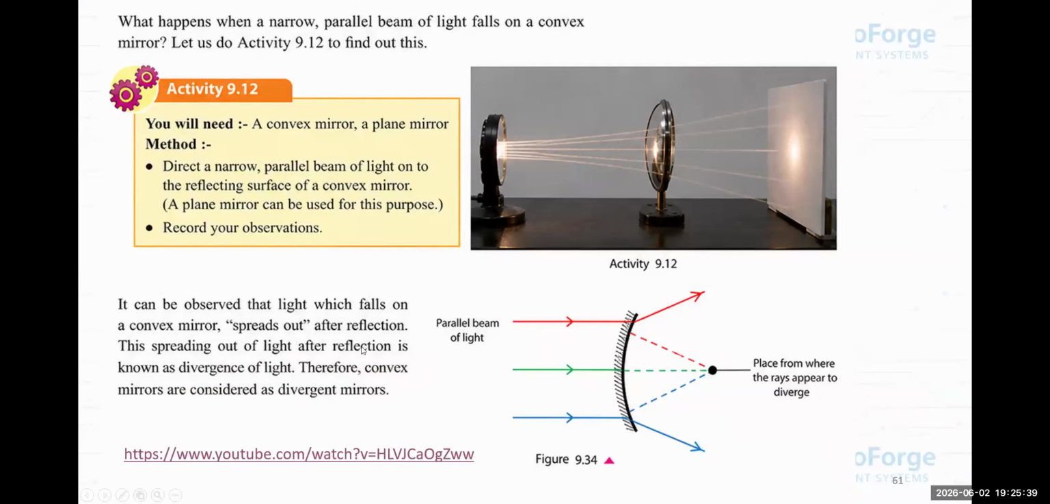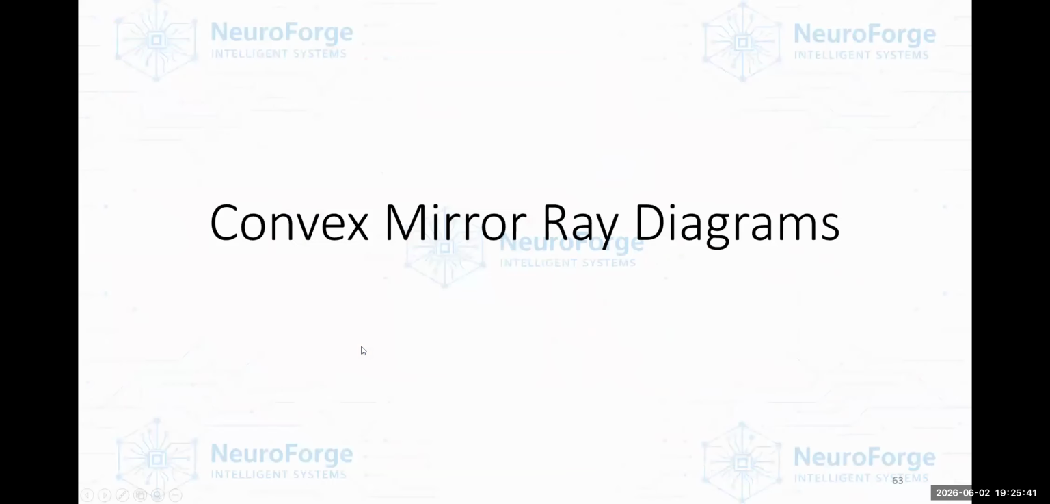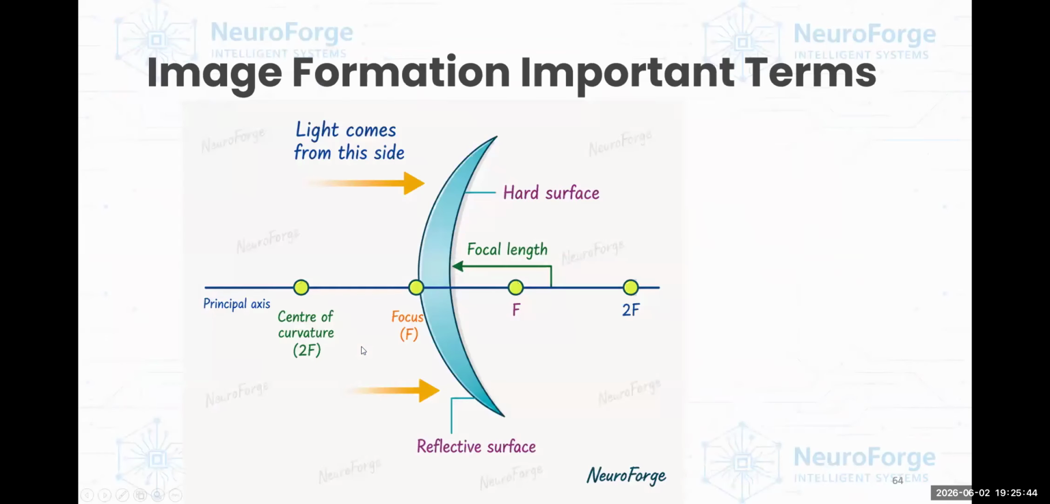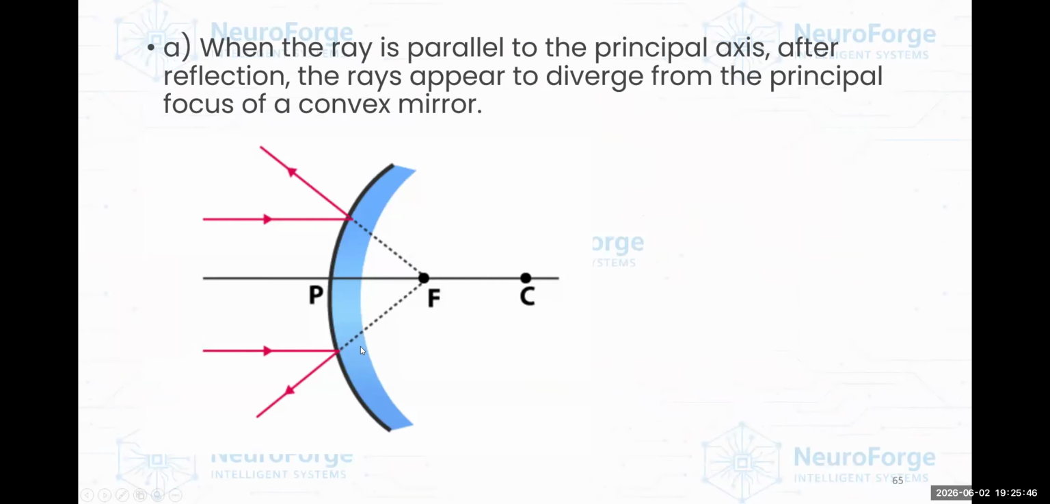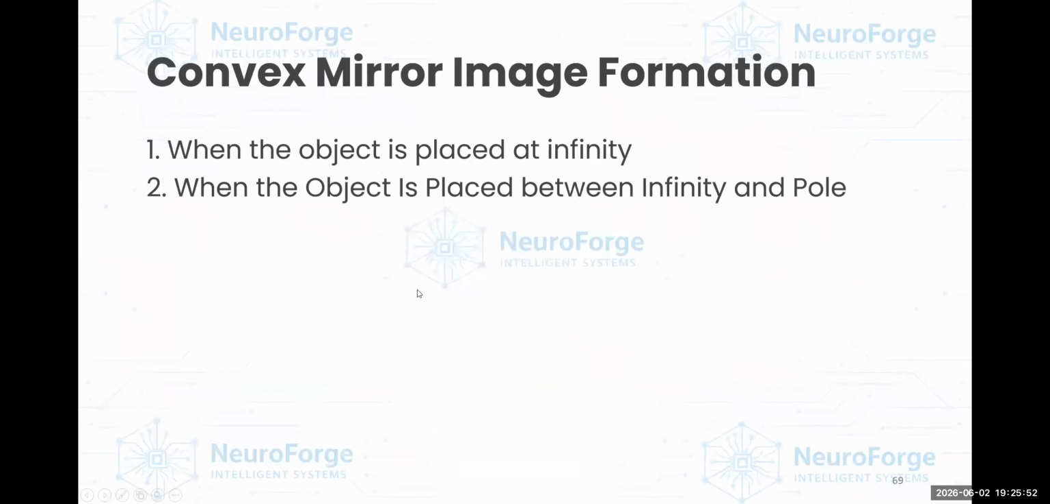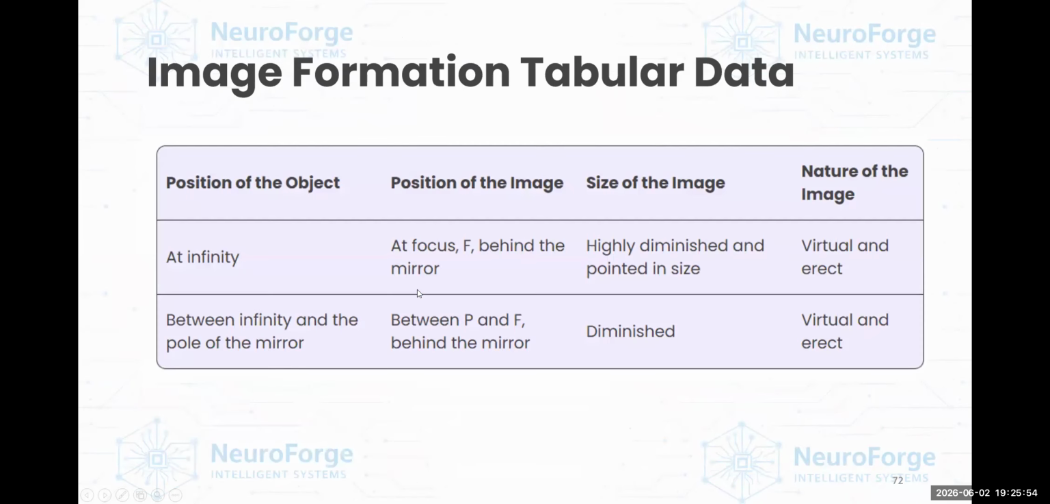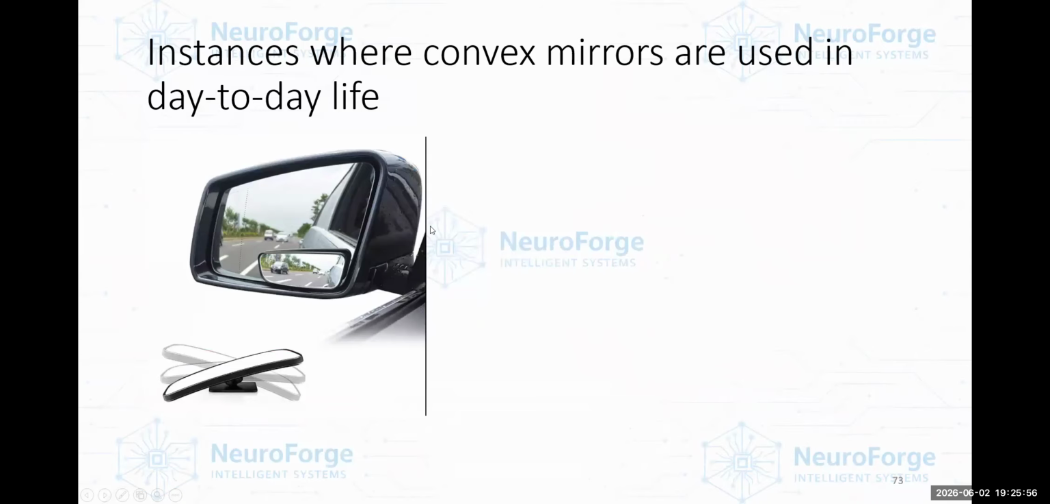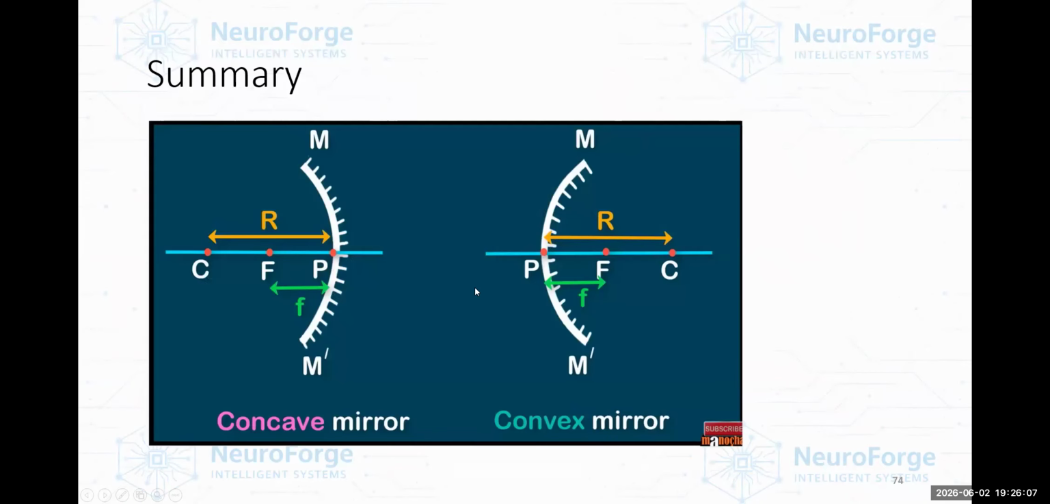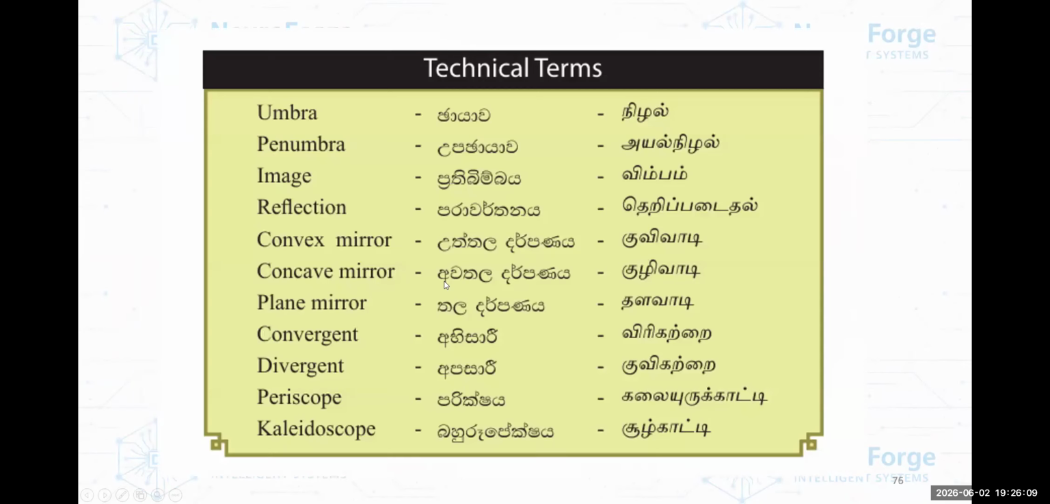Okay, let me go to the slides again. Ray diagrams, no need to remember. Just look at what is happening, how it is converging, how it is diverging. You can just use this. And instances where convex mirrors are used in day-to-day life are the side mirrors and the security mirrors in the shops. Okay, these are the day-to-day life related things.